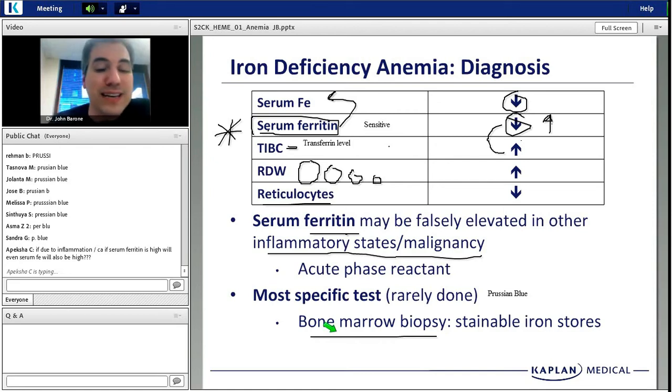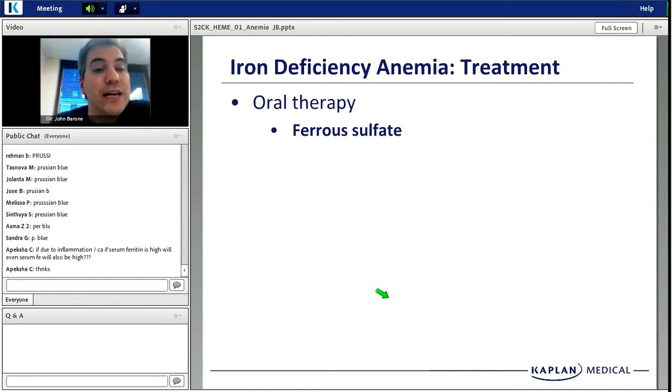Okay? But rarely done. Even on USMLE exams, rarely done. What they will ask is, what is the most specific test for iron deficiency? Most specific, Prussian blue of the bone marrow. Good job. All right, now how are we going to treat this? Remember, diagnosis, treatment. That's all step 2. Diagnosis and treatment.